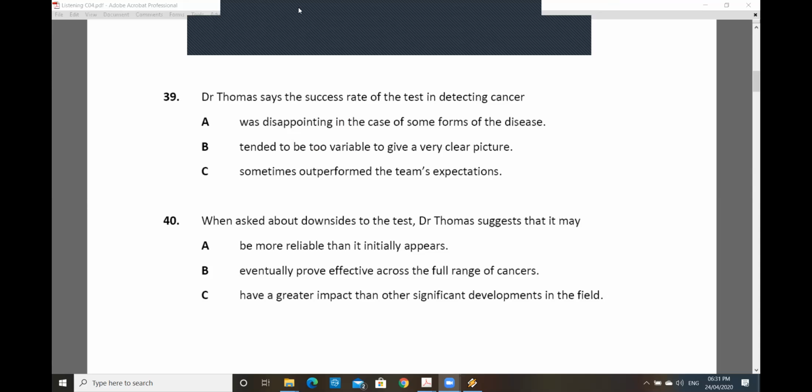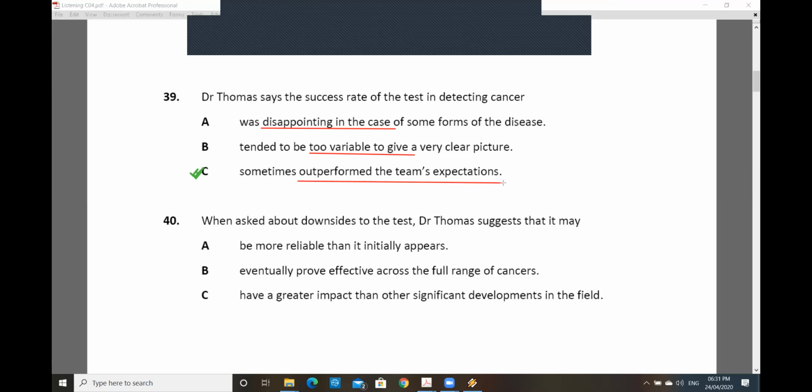But if we had done pre-listening here, this was a very easy question because this says disappointing, and this is also negative, too variable. So what answer you have selected is correct. It is appropriate. How we can get this is while pre-listening, if we differentiate in the answer choices, both answer choices A and B are negative, whereas C is very much positive, outperformed the team's.